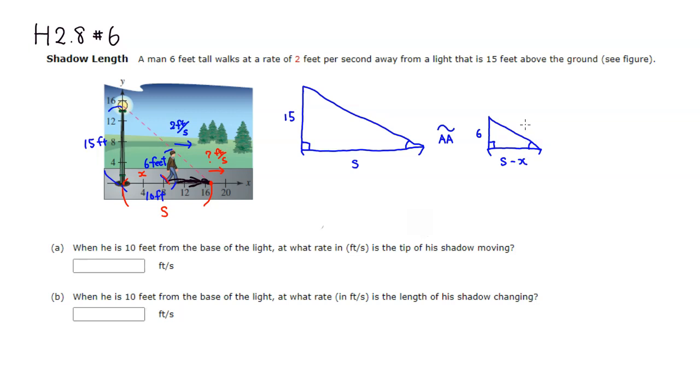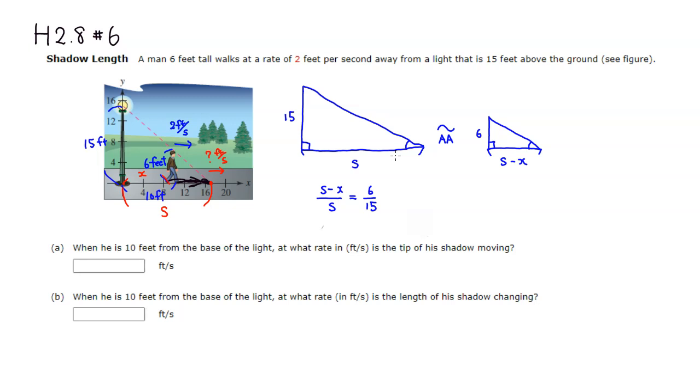Since these are similar triangles, the ratio between corresponding sides is the same for all three pairs. If you look at s minus x, the corresponding side would be s, and that is exactly the same thing as 6 to 15. So we have that equation, and I'm going to work on that a little bit later.